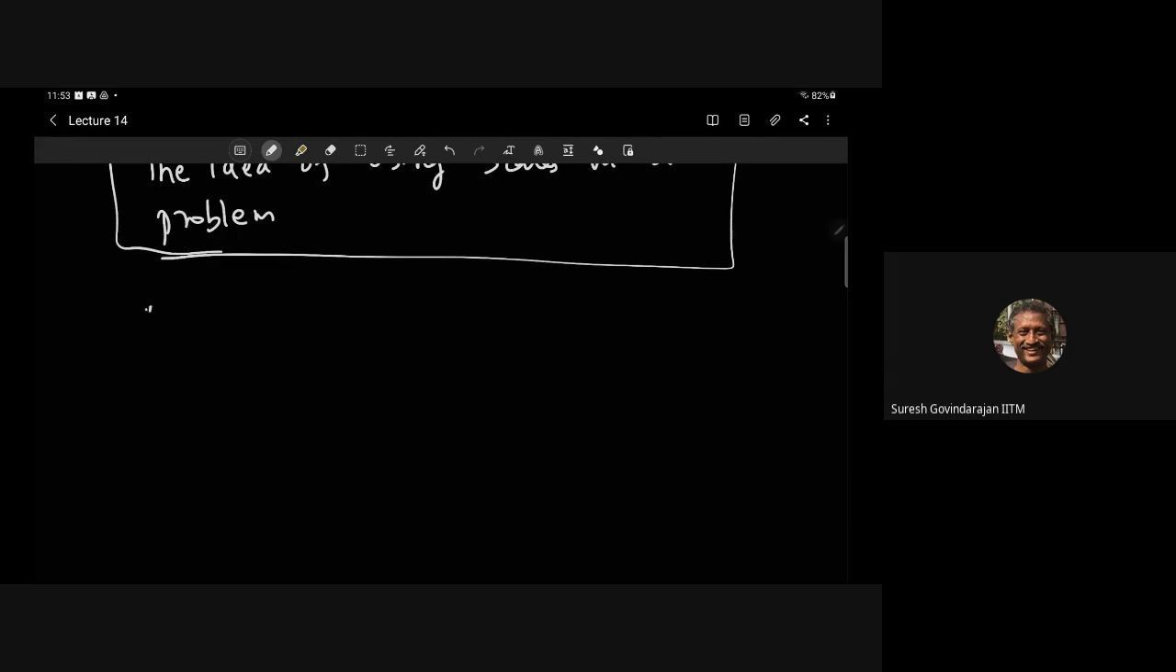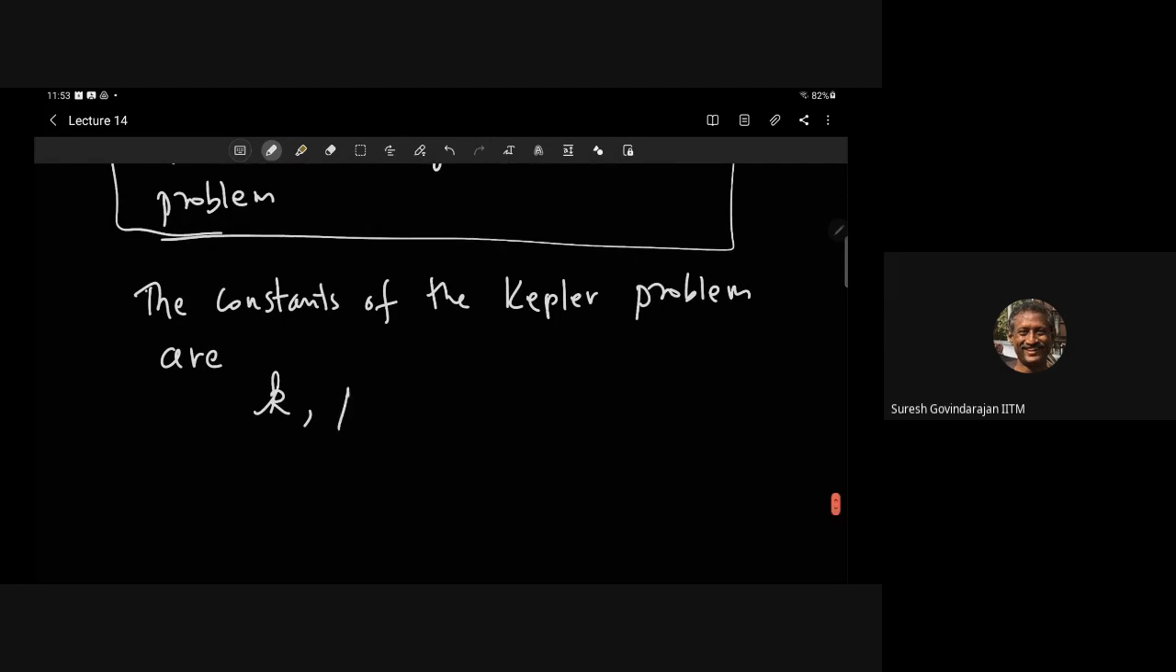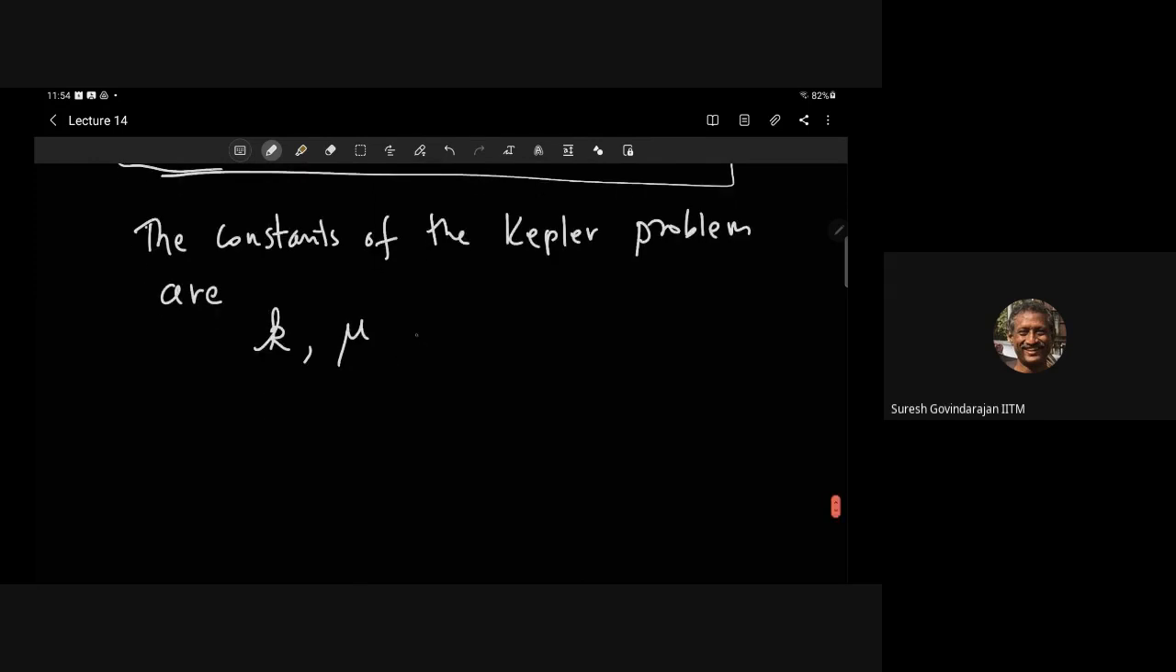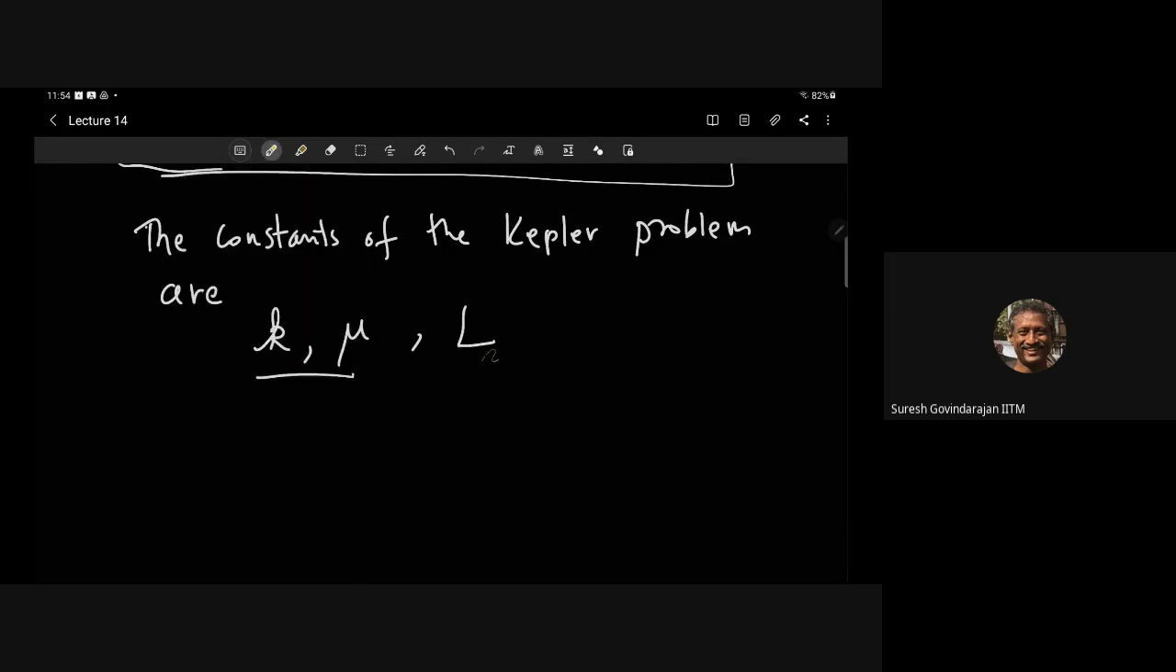In the Kepler problem, the constants are... okay, now I am not worrying about center of mass. I have solved that, and r. What are the constants which you see there? K. Anything else? Mu. That's all we have. Okay. But we know that there is also L. So K and mu are true constants, but this L is not a real constant in the sense that it depends on initial conditions.